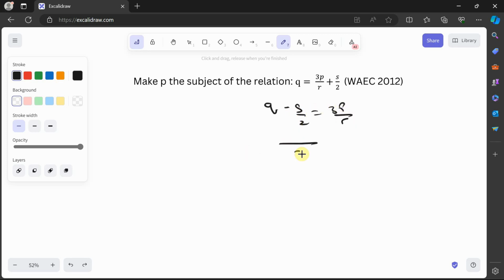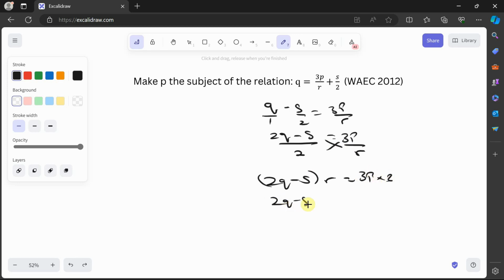So let's do the LCM. So 2 in 1 is 2 times q. That was 2q minus 2 in 2 is 1 times s. That is s is equal to 3p all over r. So let me just cross multiply. So that would be 2q minus s multiplying r is equal to 3p times 2. So that would be 2q minus s r is equal to 6p.